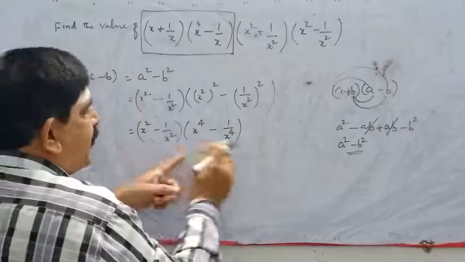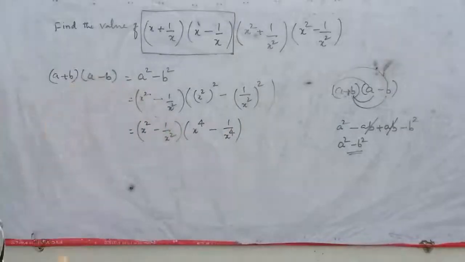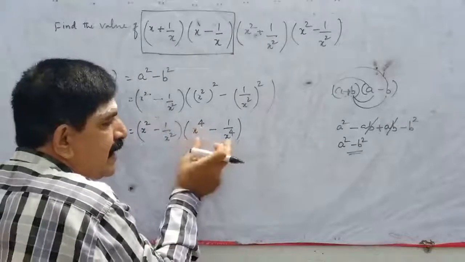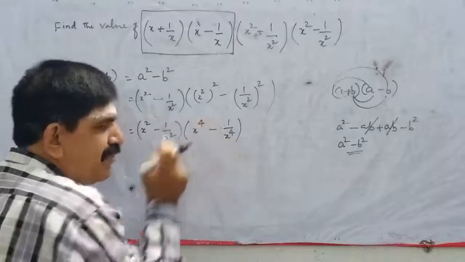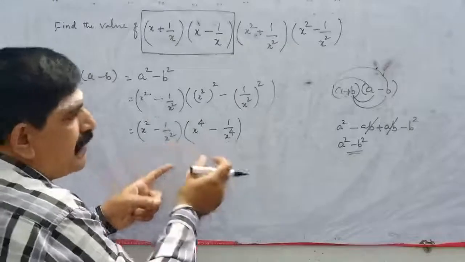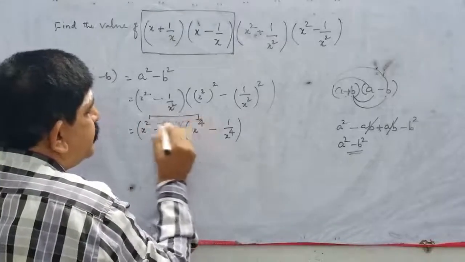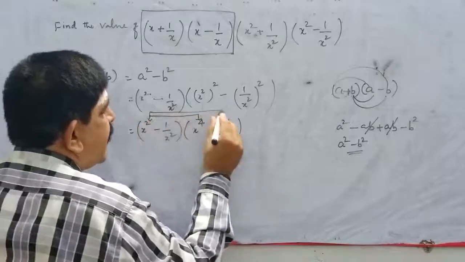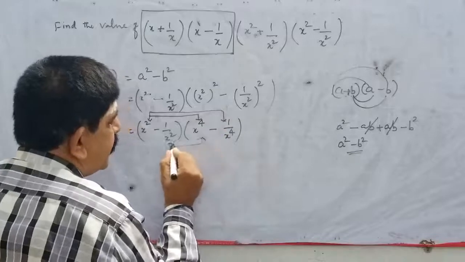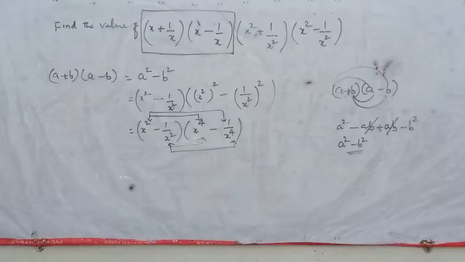Again we have to multiply these two. So how to multiply? These two are not in the form of a plus b into a minus b, because the first term is in terms of power 2 and the second term is in terms of power 4. So we cannot multiply by using the formula. That's why we have to multiply individually. So first term to first term, first term to second term, second term to first term, and second term to second term. Like this we have to multiply.